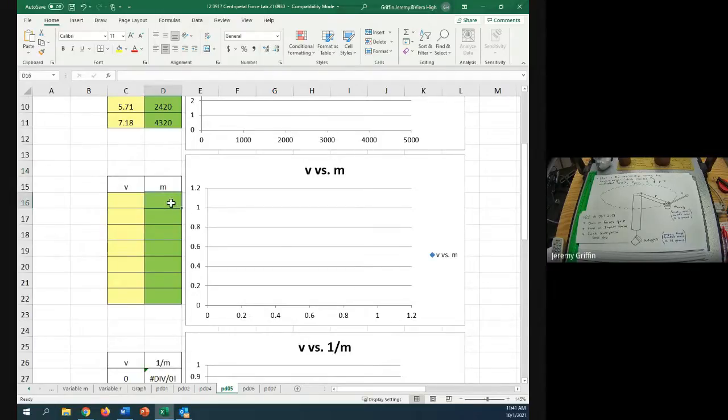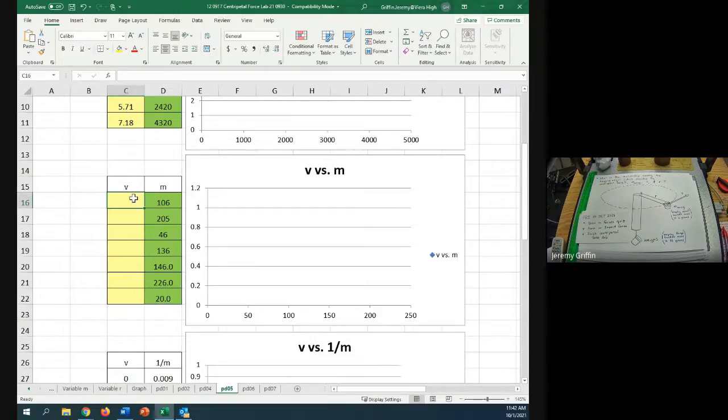So, another anonymous volunteer. And the masses go, see, 106 grams, 205, 246, 36, 226, 20. Okay, so those are the masses. Oh, well, hold on, did I miss one? 106, 205, 46, 136. Oh, here we go. 146, 226, 20.